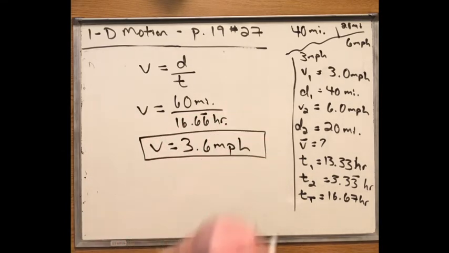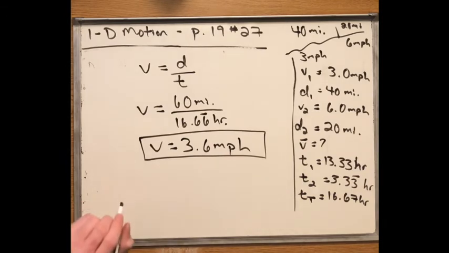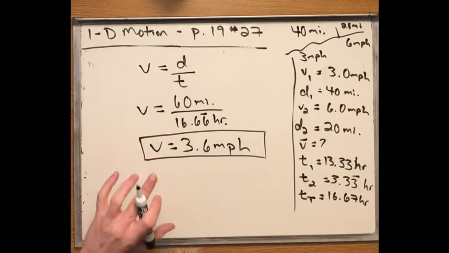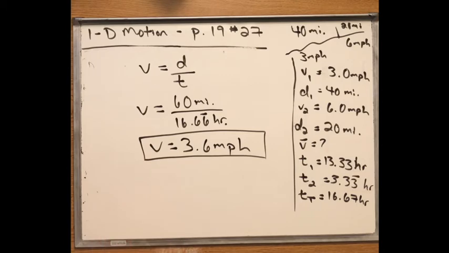The speeds need to be weighted in terms of the time and not the distance, because average speed is a ratio of distance to time. And so it is the fraction of the time that matters, not the fraction of the overall distance. That's the key detail.